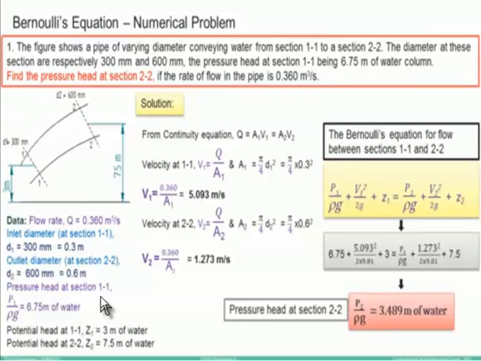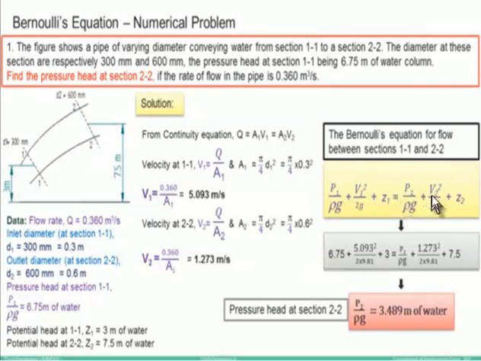What we have to find out here is important. First we should know which parameters are given and which parameter we need to find. First, find the pressure head at section 2-2. At section 1-1 he has given the pressure, but at section 2-2 we don't know the pressure head, and we have to find it out. First write down Bernoulli's equation for flow between section 1-1 and section 2-2.